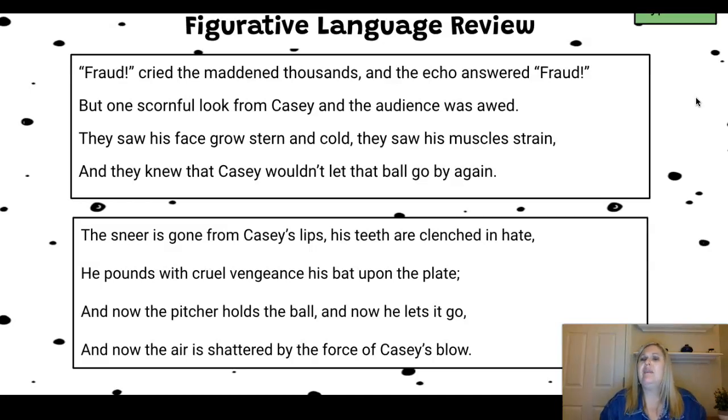Find an example of hyperbole here, which is an exaggeration. Also, notice some more repetition. Fraud, fraud. Those are examples of repetition. See if you can find any other examples of any other types of figurative language or consonance or assonance and label those now. Pause the video so you can label those.